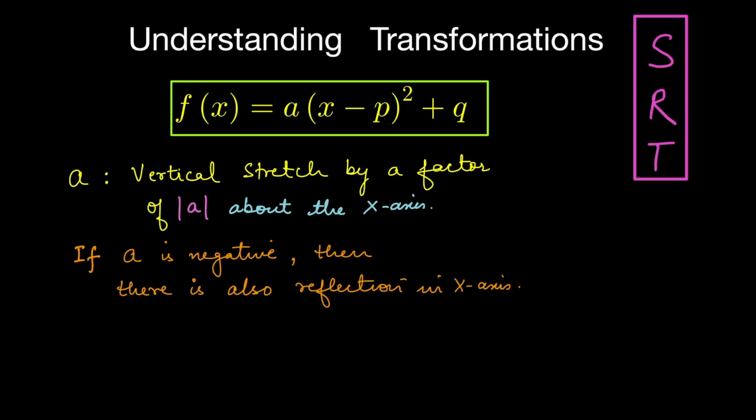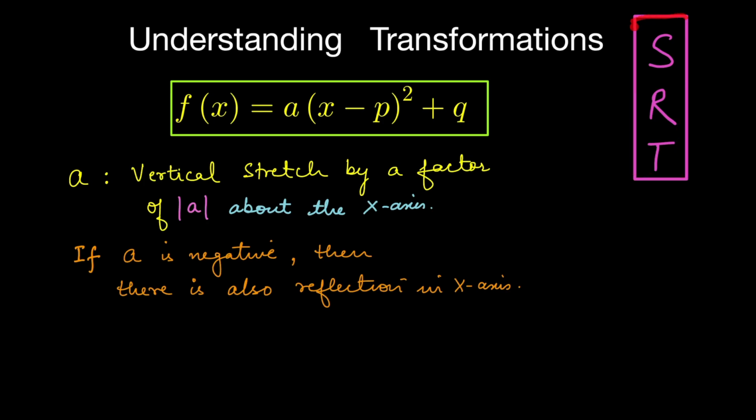So how do we explain this? Whatever the value of a is, we'll write vertical stretch by a factor of absolute a about the x-axis. You should always remember this statement because this is the standard statement we use. And sometimes, if a is negative, in that case, include one more statement that there is also reflection in the x-axis. So here we have written SRT.